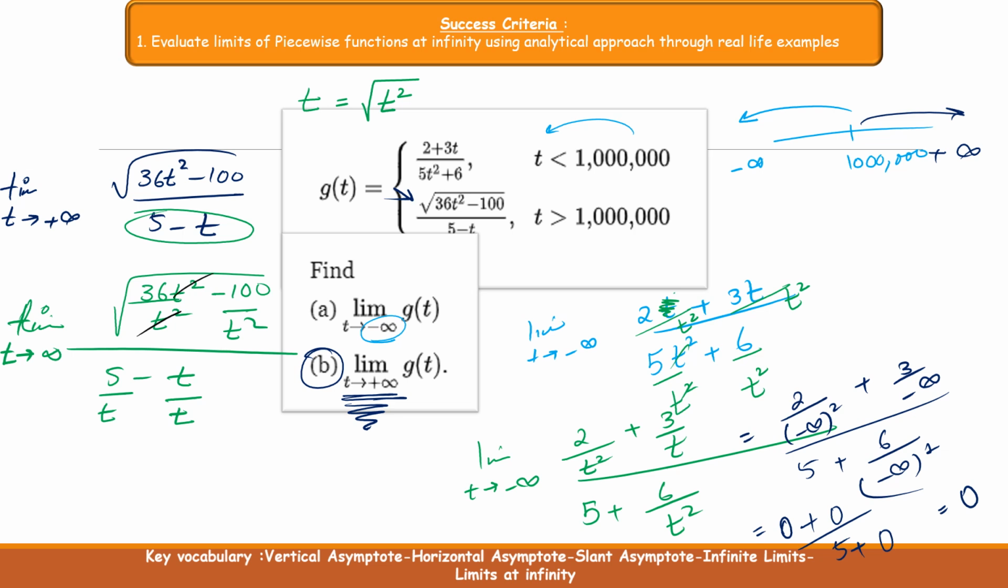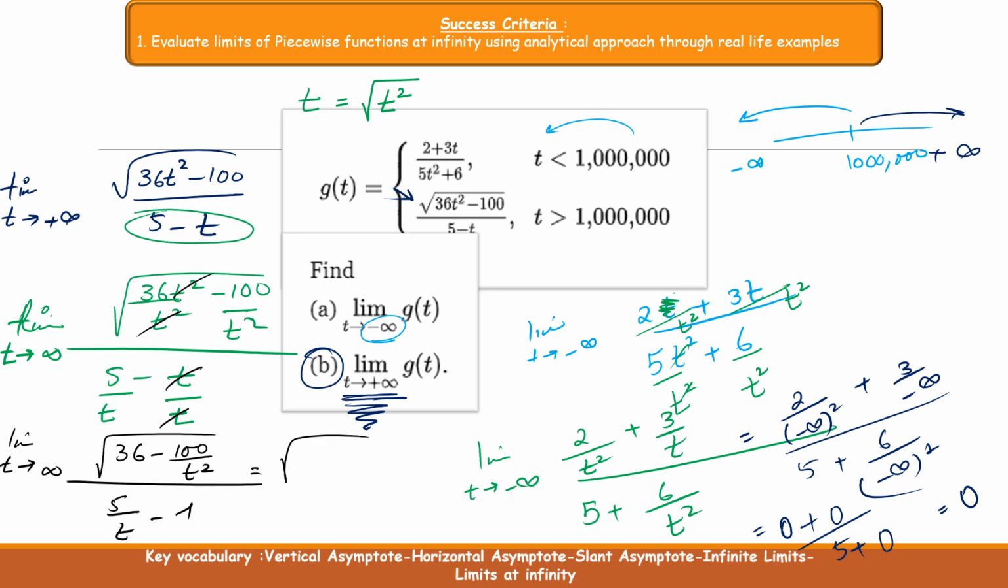t squared cancels, t and t cancel. Now what we will get is 36 minus 100 over t squared, all under the root, divided by 5 over t minus 1. Apply the limit. So we will get 36 minus 100 over infinity, over 5 over infinity minus 1. Do not skip the steps. We will get 36 minus 0 divided by 0 minus 1. So the answer is negative 6.